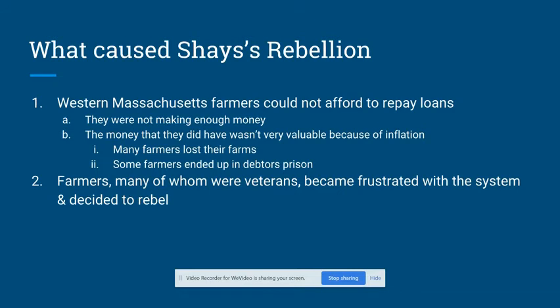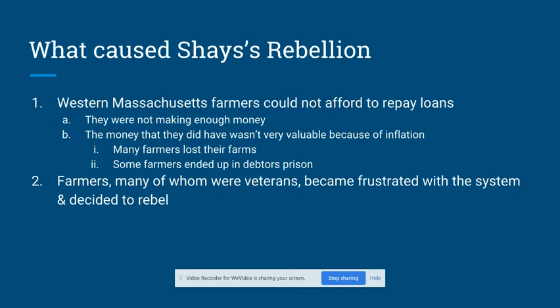So here are the causes of the rebellion. When the war was over, soldiers returned to their own farms and produced their own food, and there was no longer a need for all of the extra food produced on the farms of those who borrowed money from the Eastern Massachusetts businessmen. To make matters worse, because of inflation, the currency that the farmers did have was relatively worthless, and there was no way to repay their loans, even if they had currency to do so. Many of these farmers lost their farms and even ended up in debtor's prison.